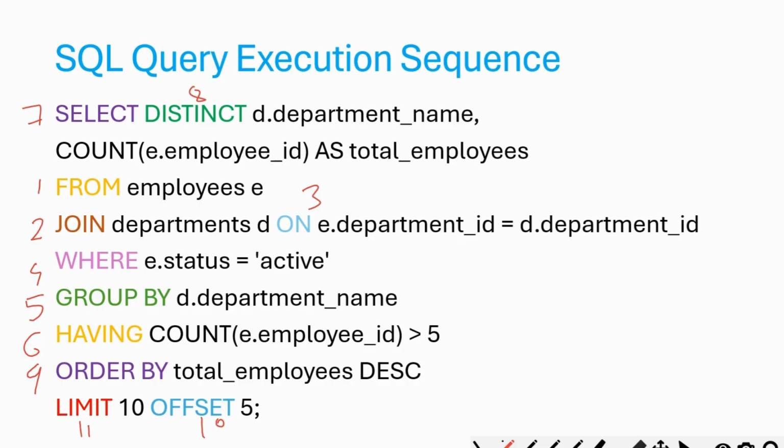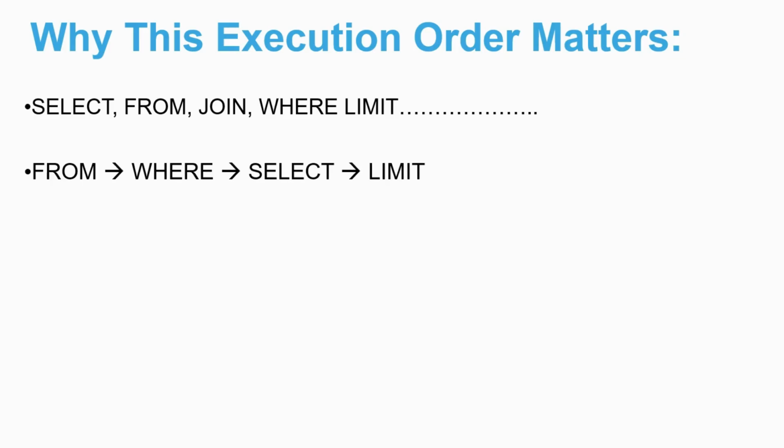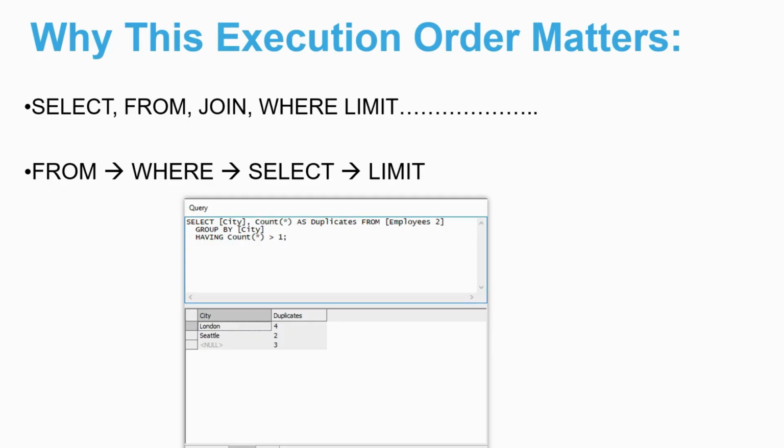Okay, now let's see why this execution order really matters. We know there are many clauses used in our query. We also know there is a certain execution order that needs to be followed in the backend of the query. But at the end, we only want the output. If we are executing any query, then we need the output. So do we really need to understand the backend process? Do we really need to understand the execution plan? The answer is yes.